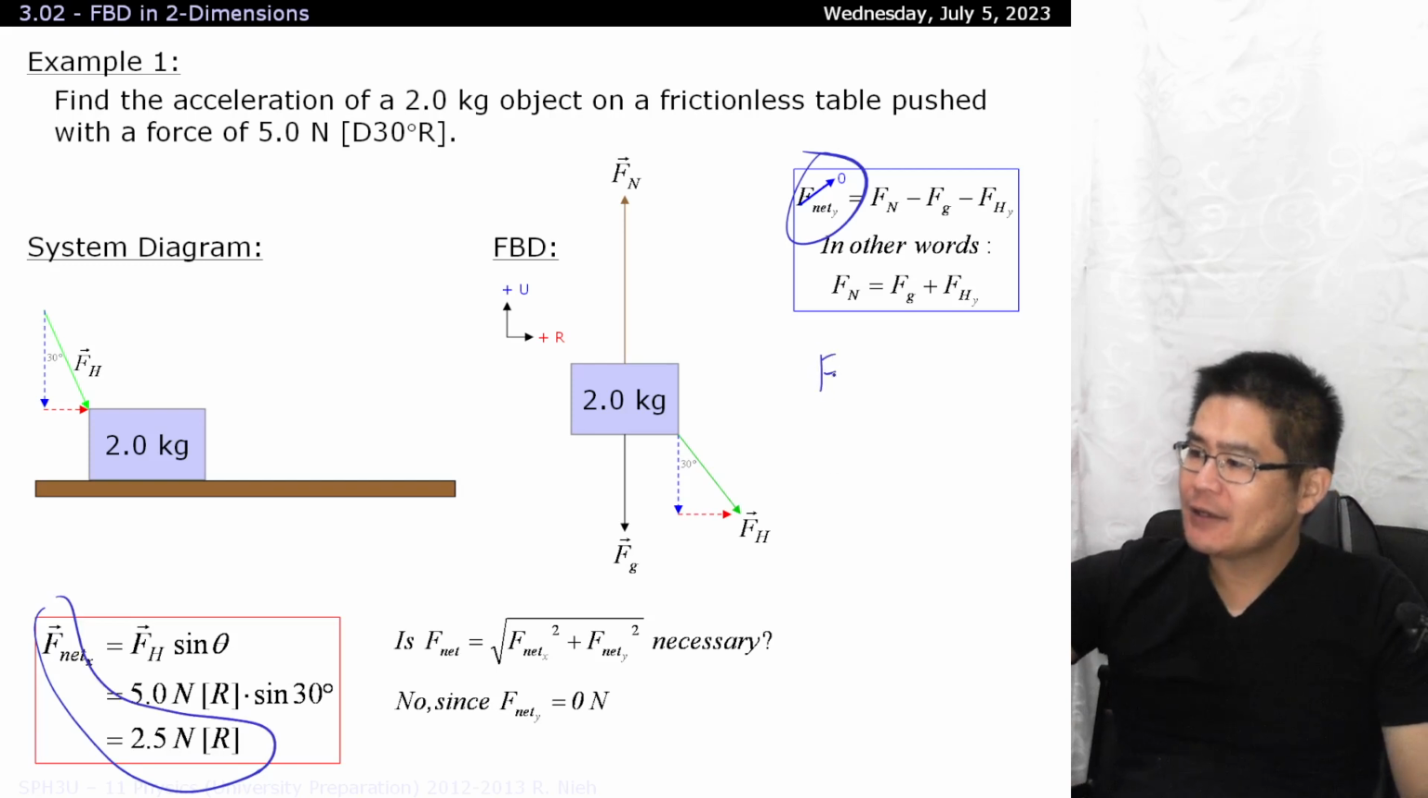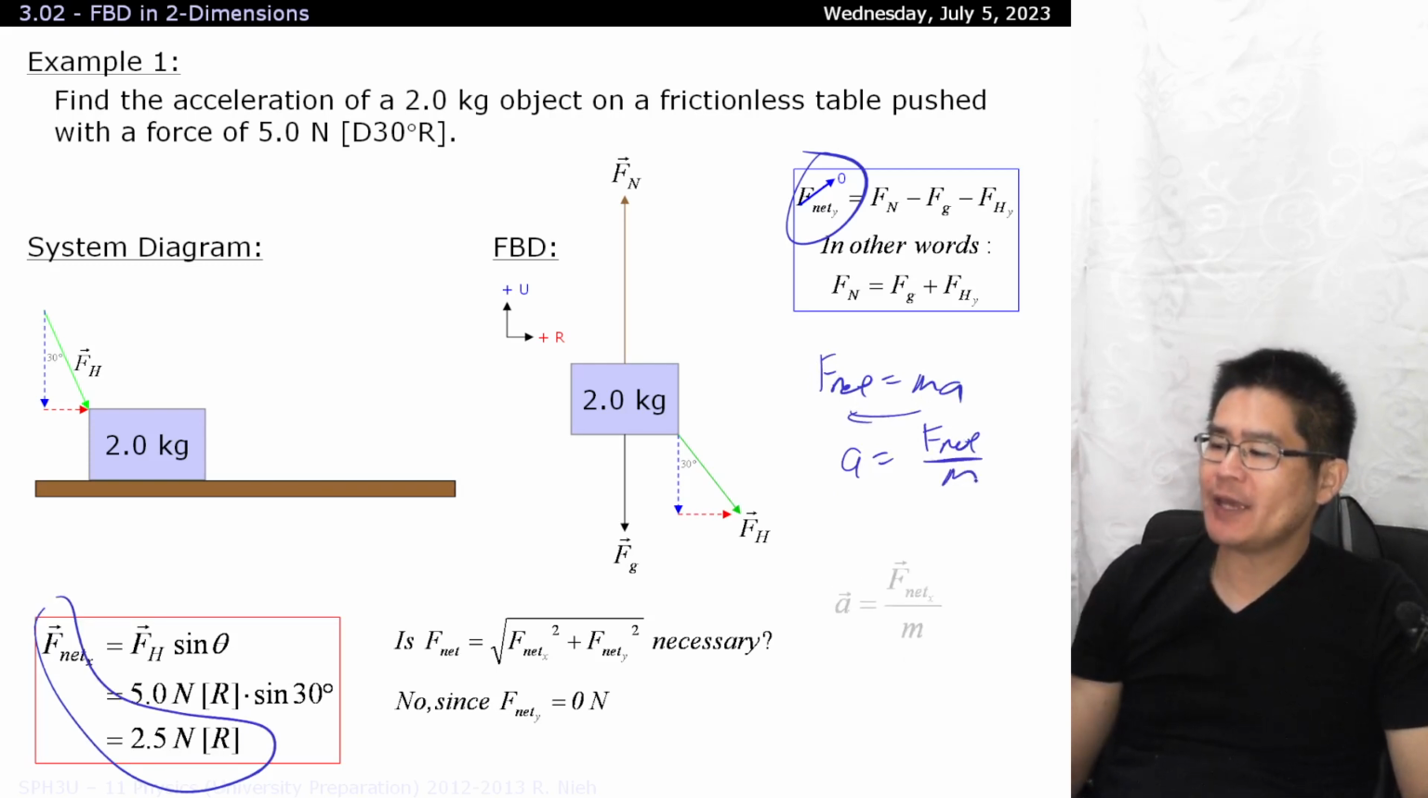Lastly, F net is equal to MA, so therefore A is equal to F net divided by M.